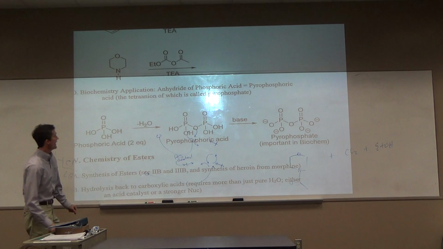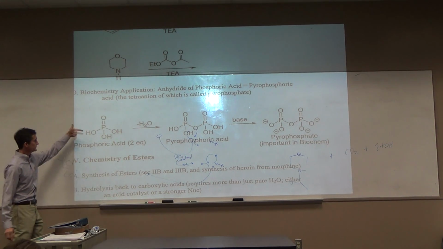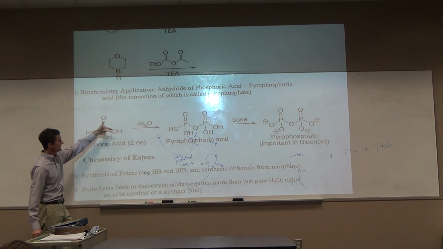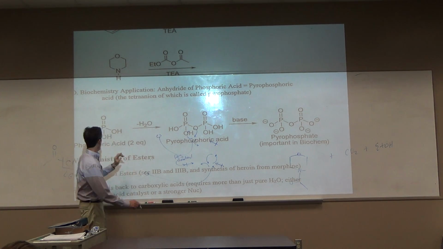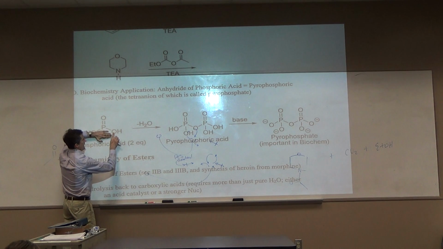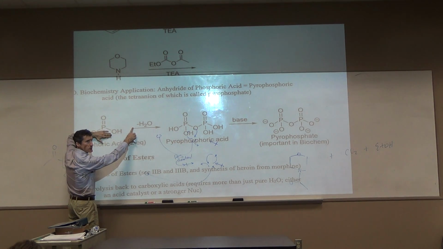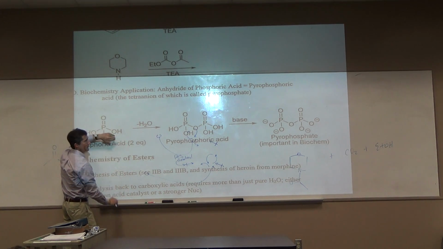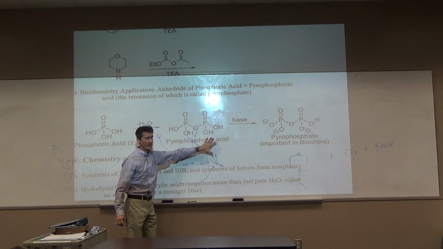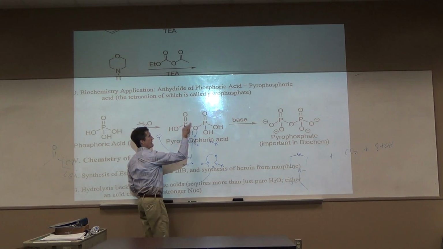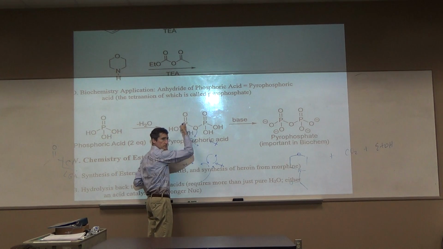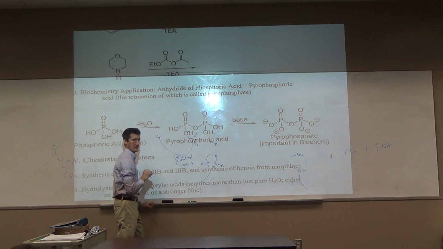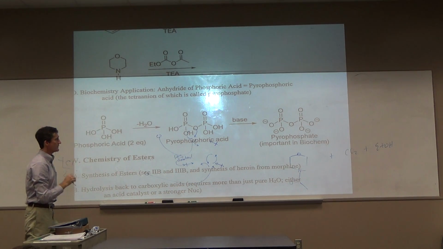Biological application: anhydrides of phosphoric acid. This is phosphoric acid. If you heat it strongly, it will eliminate water and you'll get an anhydride. This will bond to another phosphoric acid, analogous to a carboxylic acid bonding to another. And you'll get what's called pyrophosphoric acid. Here it's oxygen bonded to two phosphorus groups, analogous to oxygen bonded to two carbonyls.